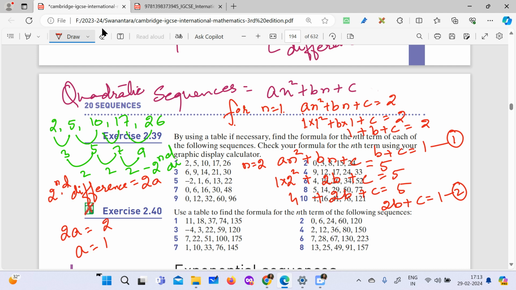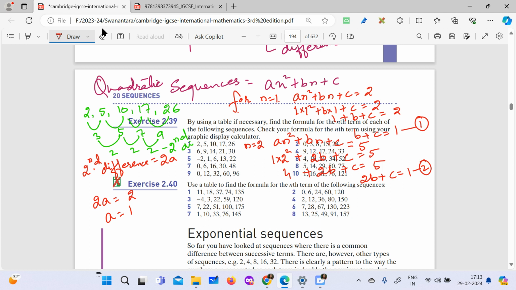Yes, Miss. Now we will solve these two equations and we will get the values of b and c. So we have 2b plus c, and then we have b plus c. So we can use the elimination method, right? So I will do subtraction. 2b minus b is b, and c minus c cancels, and 1 minus 1 is 0. So you get b is equal to 0. So we got b is equal to 0.